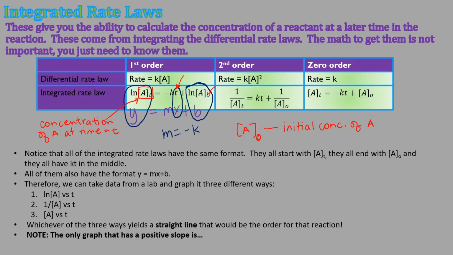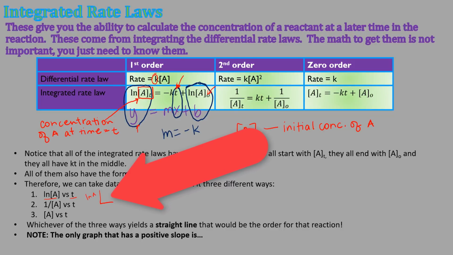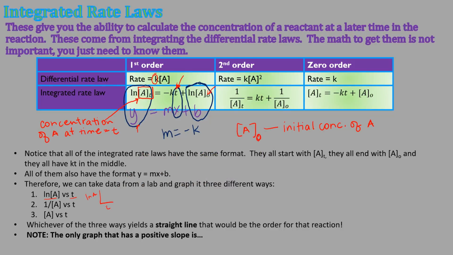And k is still the same rate constant that it always was. And the natural log is a button on your calculator. So if this is y, that's what's on the y-axis for first order. So this is y versus x for first order. We would have natural log of A versus t, at every single corresponding time. And so we would get a graph that looks like that, and it would be linear because y equals mx plus b is for a straight line.